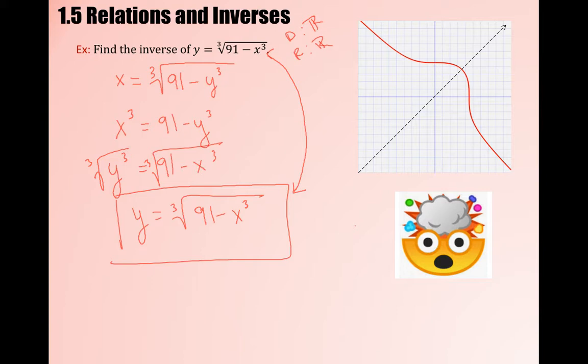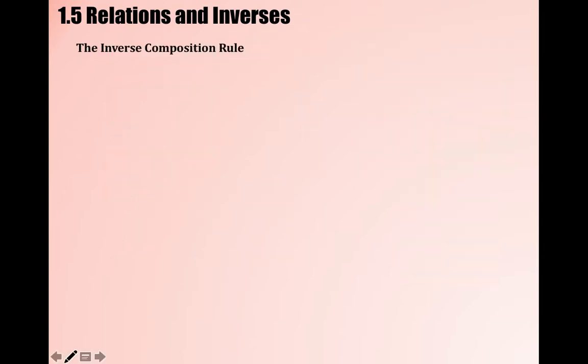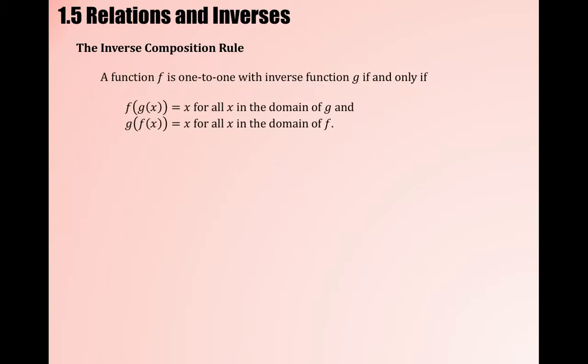Let's see, do you remember anything? Am I missing anything about inverses? The composition rule, right? Fun fact number 5. This was the last one that we did last year. A function f is one-to-one with inverse function g if and only if f of g of x equals x, right? So it's like when you do something and then you do the opposite, they cancel each other out. And g of f of x equals x as well.